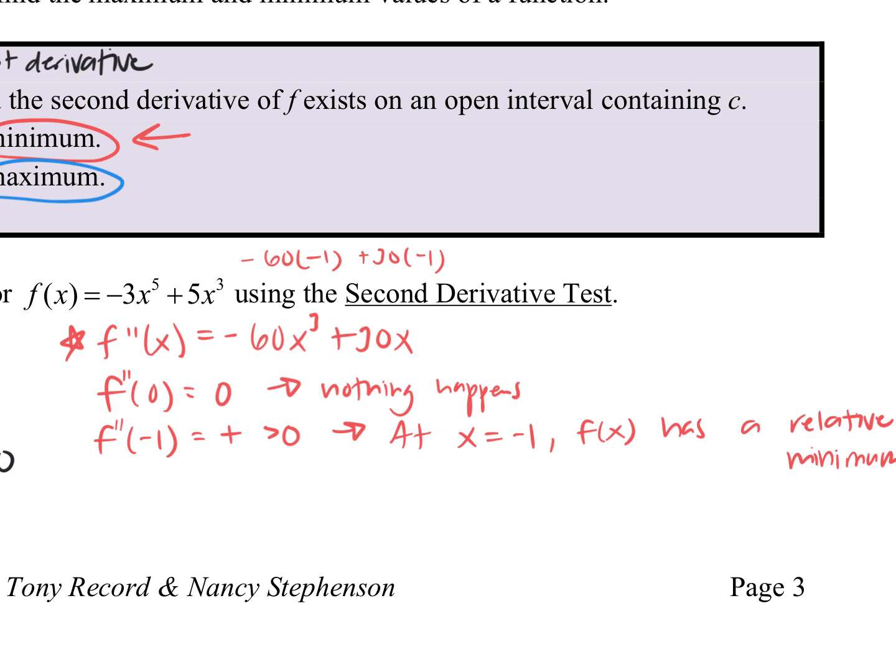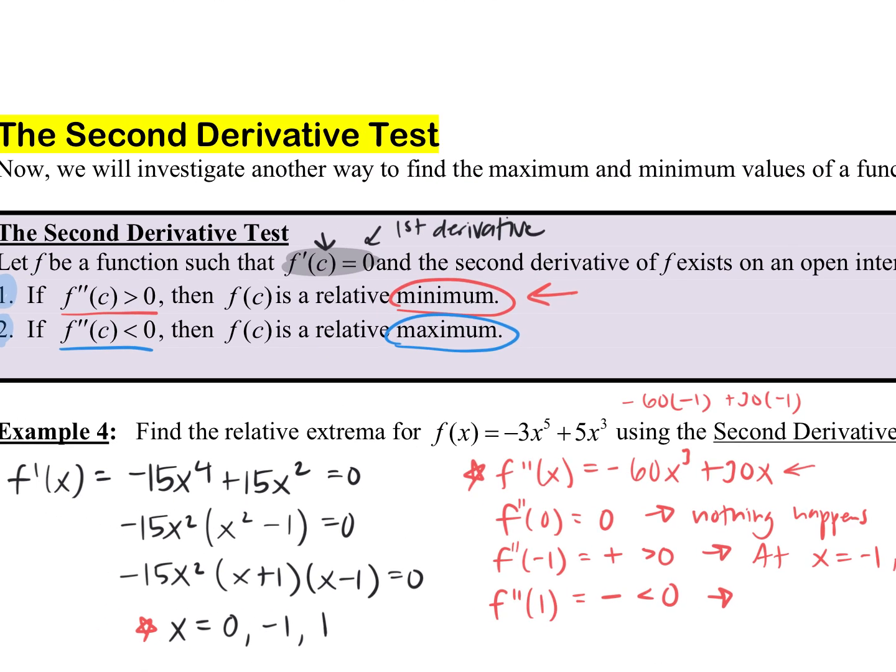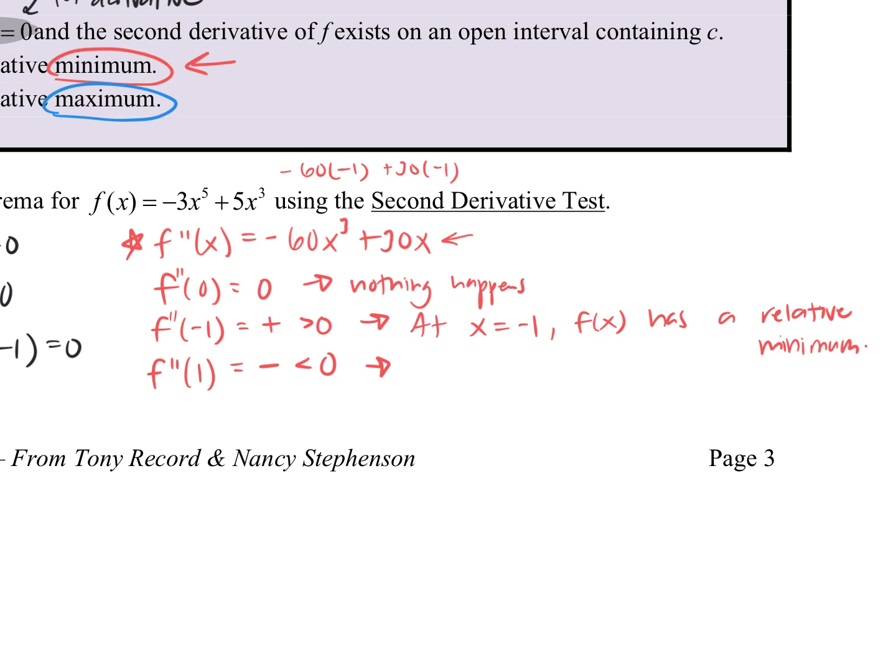And then lastly, I'm going to test the point 1. If I plug 1 into my second derivative, this one right here, am I going to get a positive or a negative value? A negative, because negative 60 times 1 plus 30 times 1 gives me negative 30. So it's a negative value, which is less than 0. And if you look up above, if it is negative, then we have a relative maximum. So at x equals 1, f of x has a relative maximum.